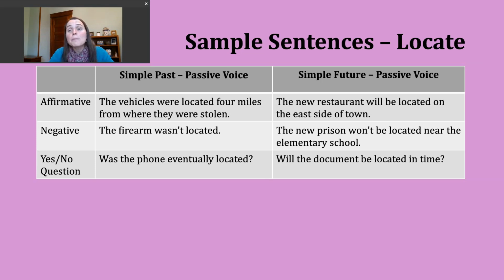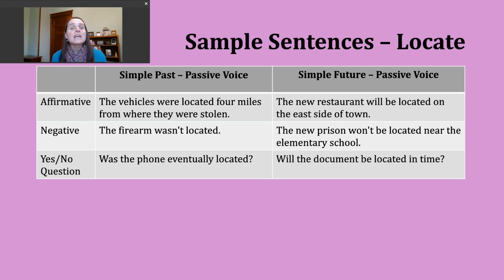Now let's move on and talk a little bit about the simple future. Again, we're going to focus on making passive voice sentences. So now we're talking about future activity, and we're again going to be starting with our object. What's going to change for the future here is we'll be using will be and then the participle form of the verb. We're going to do that with our affirmative or positive sentences. An example of this might be, the new restaurant will be located on the east side of town. So that goes back to that third definition of establishing a business, creating here a new restaurant at a specific place.